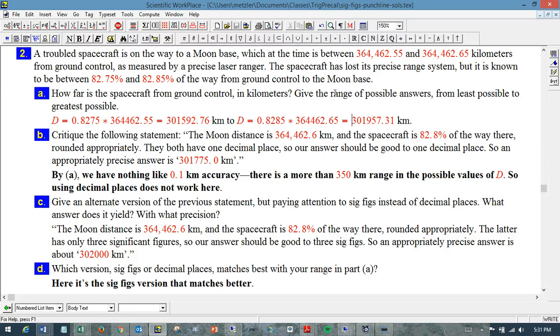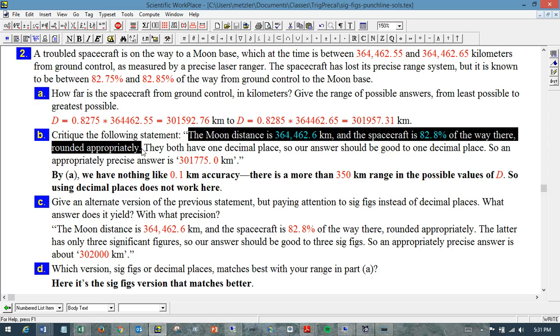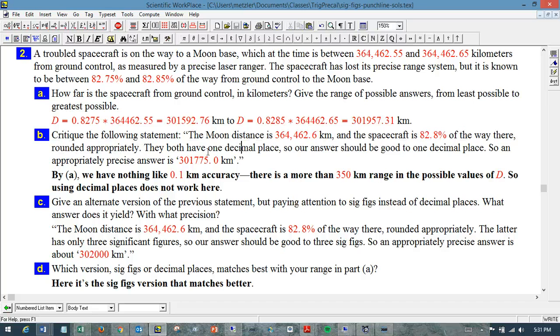Okay, so what if somebody had used decimal places to do this? That's what B is about. Moon distance, spacecraft, okay, looks like I got that the 8 is pretty good because this is just different by like half of that first decimal place, a 0.05. This guy, the 6, looks pretty good. Rounding to that looks pretty good. Those are accurate. So this part of the statement is accurate.